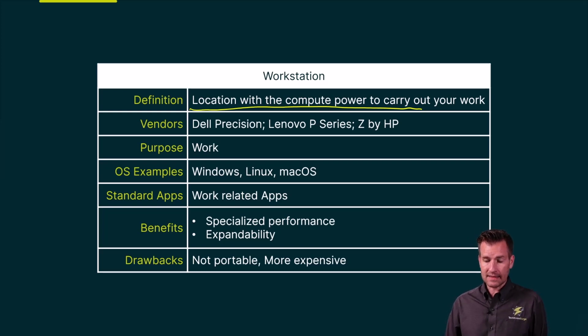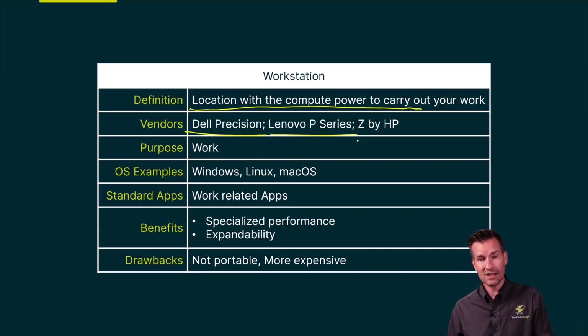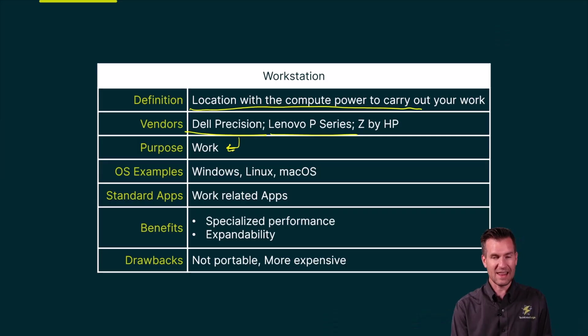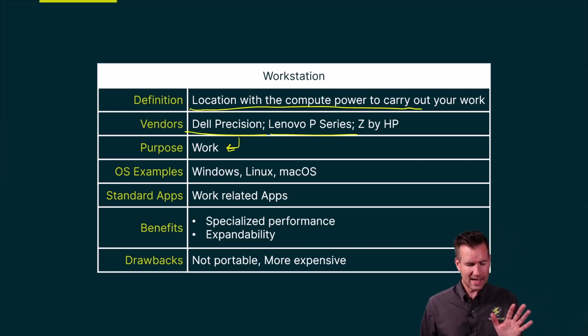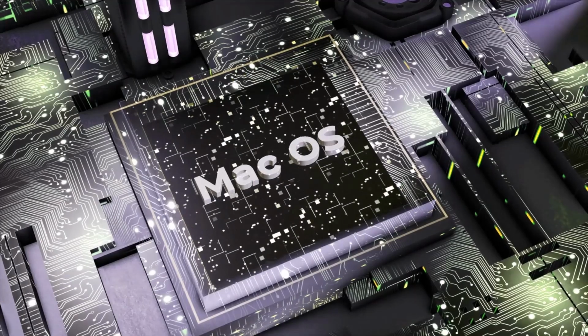And so I've got this workstation here. Some examples of this would be a Dell Precision or a Lenovo P-Series or a Z by HP. And really the purpose of this is just to do work. I mean, that's in the name, right? Workstation. Not everybody defines it quite that way, but that's how we're going to define it here and how many define this.